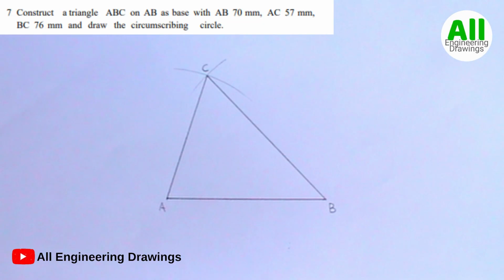So I will proceed now to draw the circumscribing circle. But before then, there are steps to take. So first, you have to bisect two sides of your triangle. So for this video, I'm bisecting side AB and side AC. So I will do so this way.